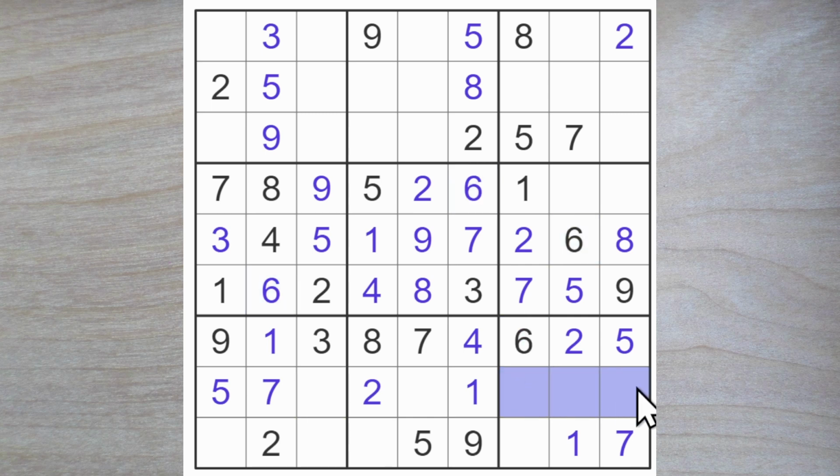And we have a 6 blocking here. So 6 must go here or here. 4 blocks here. So wow. Look at all these nice squares that can be 4. That's no good.